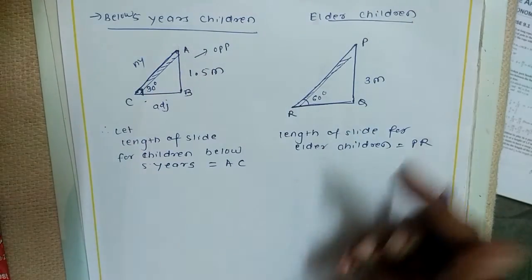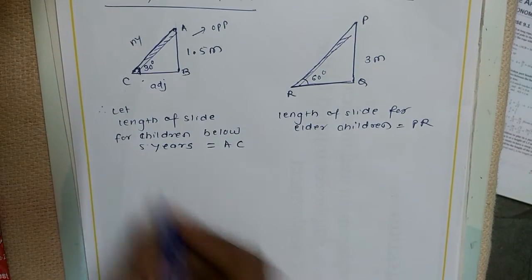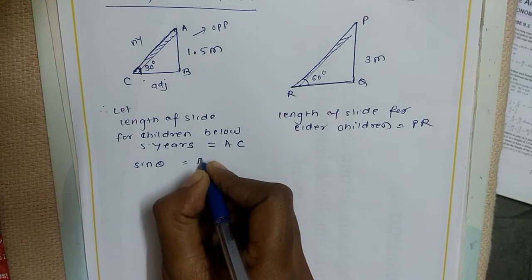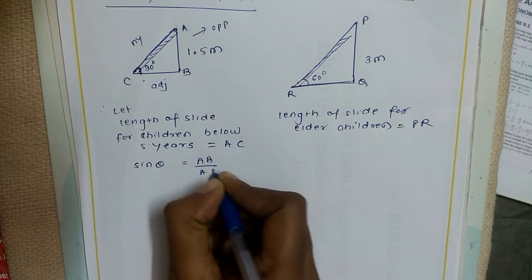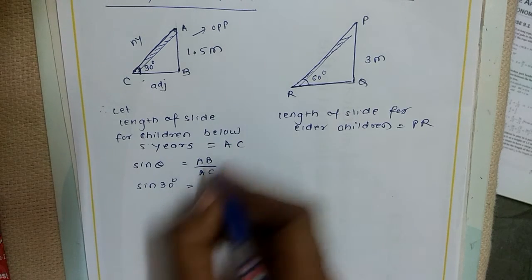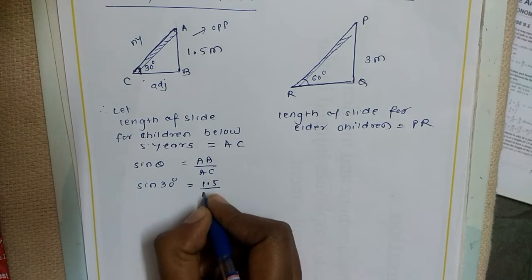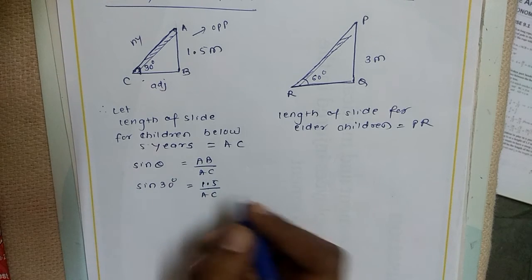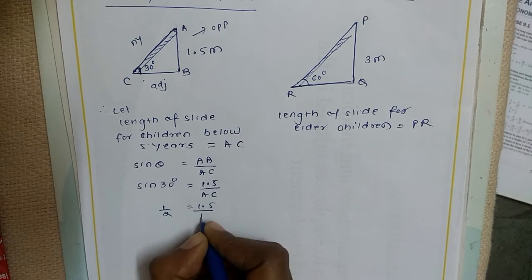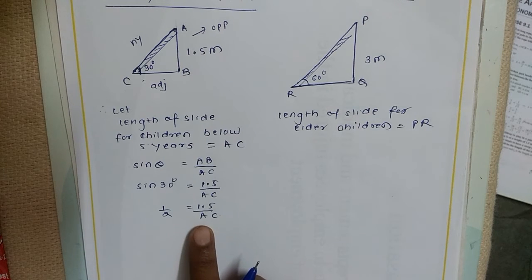So opposite upon hypotenuse, that is sin theta. So we'll take sin theta as AB upon AC. Theta here is 30 degrees, AB is 1.5, and AC we need to find out. So sin 30 degrees is 1 by 2, equals 1.5 upon AC. So we need to find out AC.